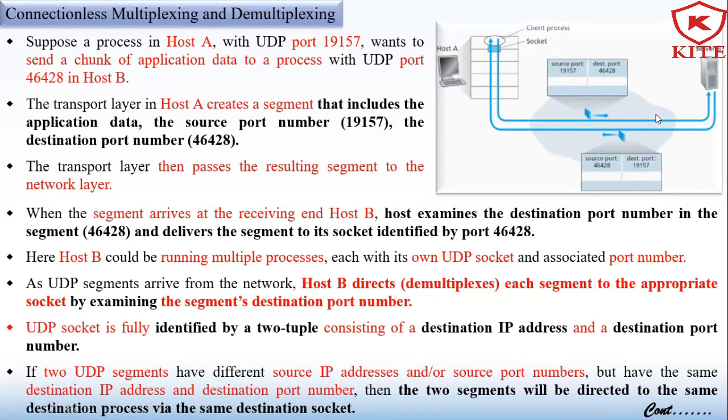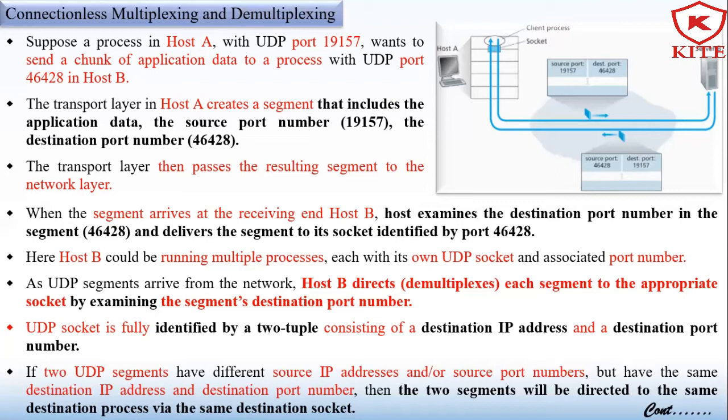Here the transport layer in host A creates a segment containing the application data, the source port number, and the destination port number, 46,428. Then the transport layer passes the resulting segment to the network layer. When the segment arrives at the receiving host B, the host examines the destination port number in the segment and delivers the segment to its socket, which is identified by that port.